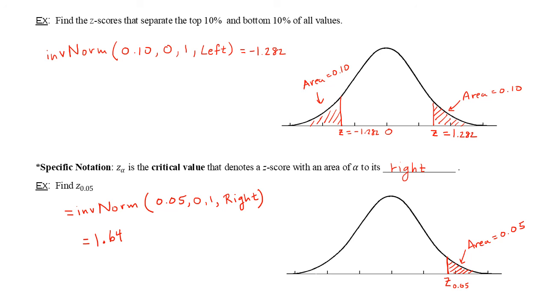So in my calculator, because I only have the option of doing the left, it's going to, by default, compute the area that's to the left. So it would actually give me the negative version of my answer. But in this case, if you have the option of putting in right, it'll give you the positive version. So in this case, a z-score of 1.64.